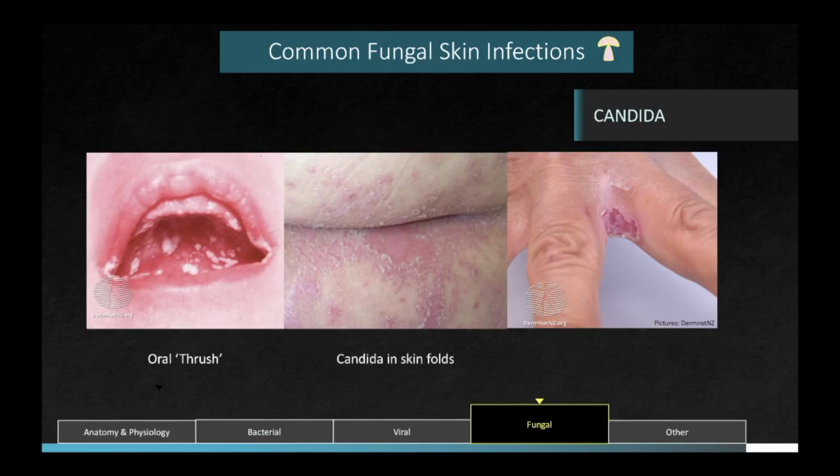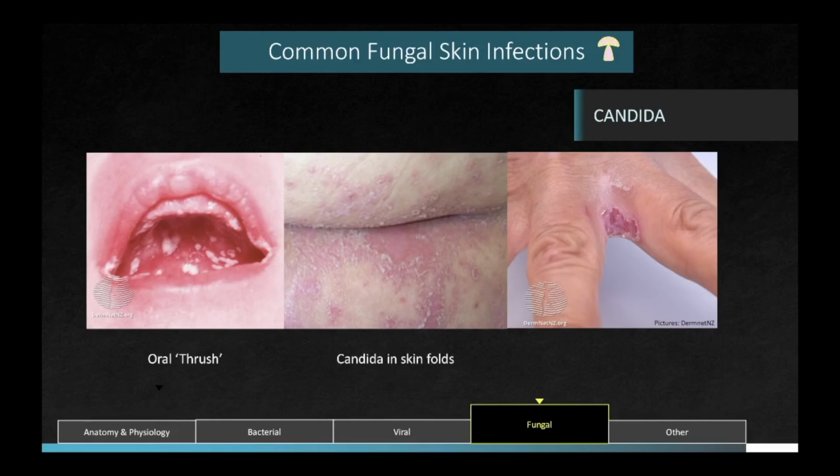The middle picture shows a typical Candida infection in a skin fold. These are commonly seen in elderly patients and can be managed by addressing any potentially reversible factors mentioned previously, in addition to use of a topical antifungal agent.